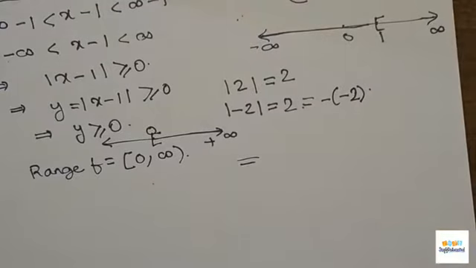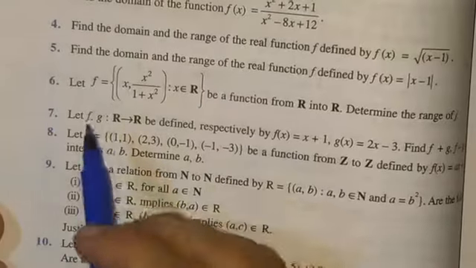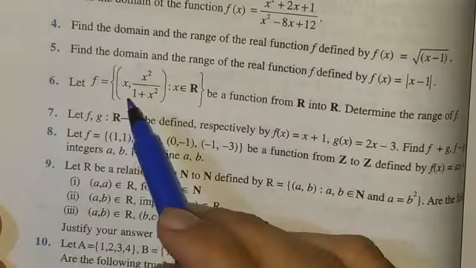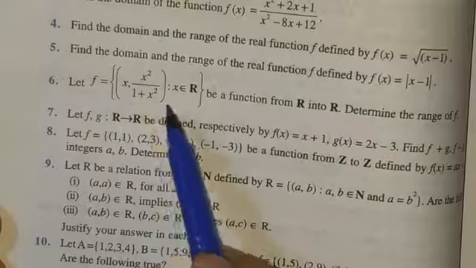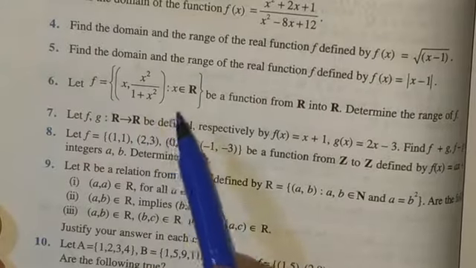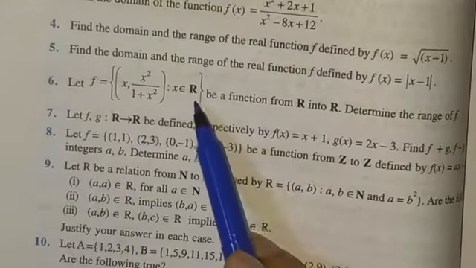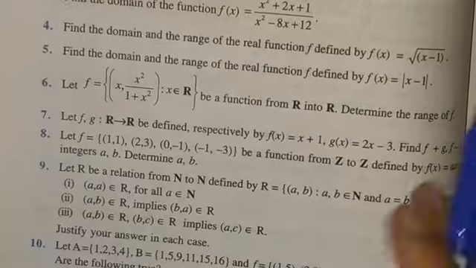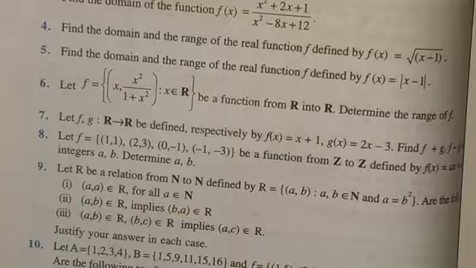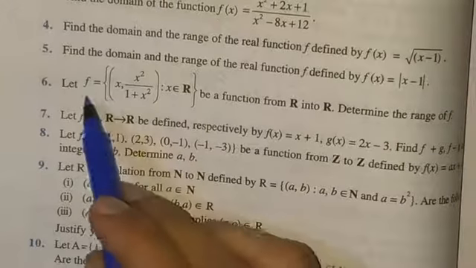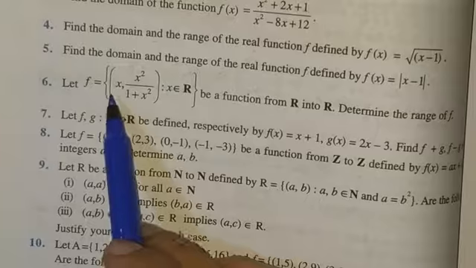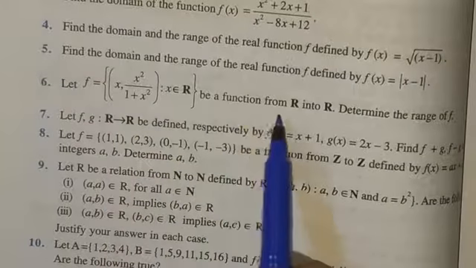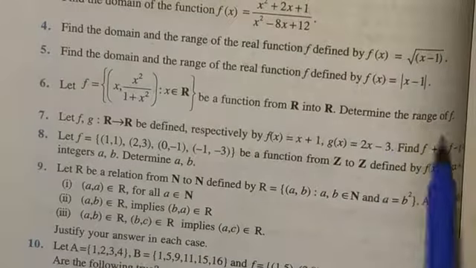So that was problem number 5. Now let us go to the sixth problem. Let f be equal to the set of ordered pairs (x, x square divided by 1 plus x square) such that x belongs to the set of real numbers, be a function from R into R. Determine the range of f. So here we are given the function in terms of ordered pairs, and the function is from R to R. We have to determine the range of the function. Now let us solve problem 6.